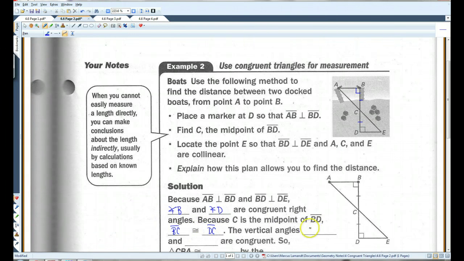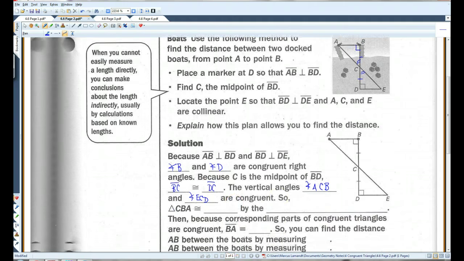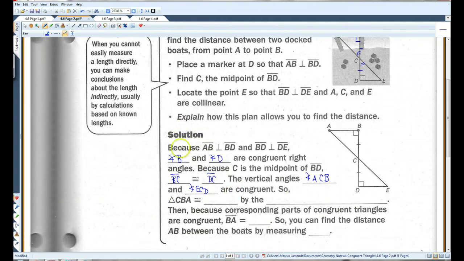The vertical angles ACB, that's this angle, and this one, angle ECD, are congruent. So, triangle CBA is congruent to triangle CDE by the ASA congruence postulate.